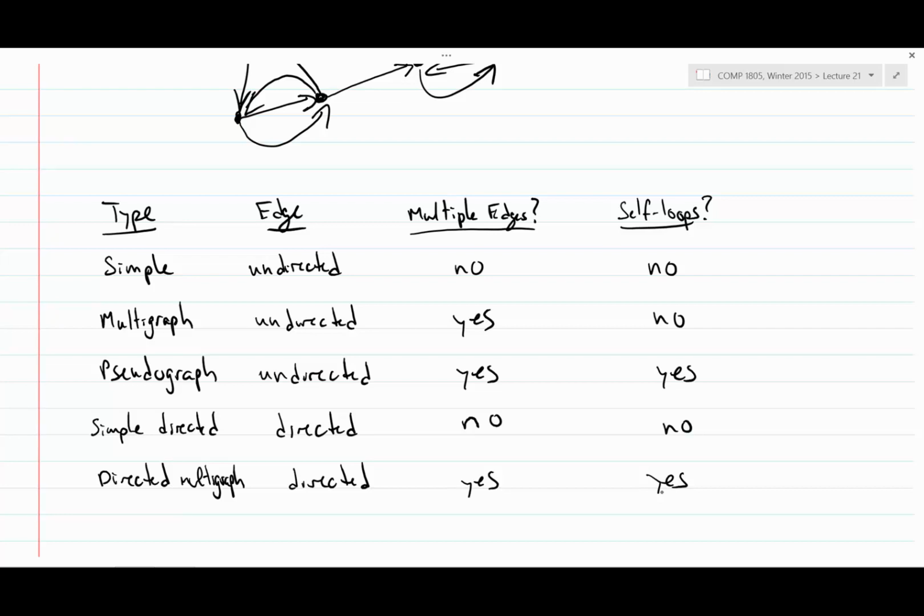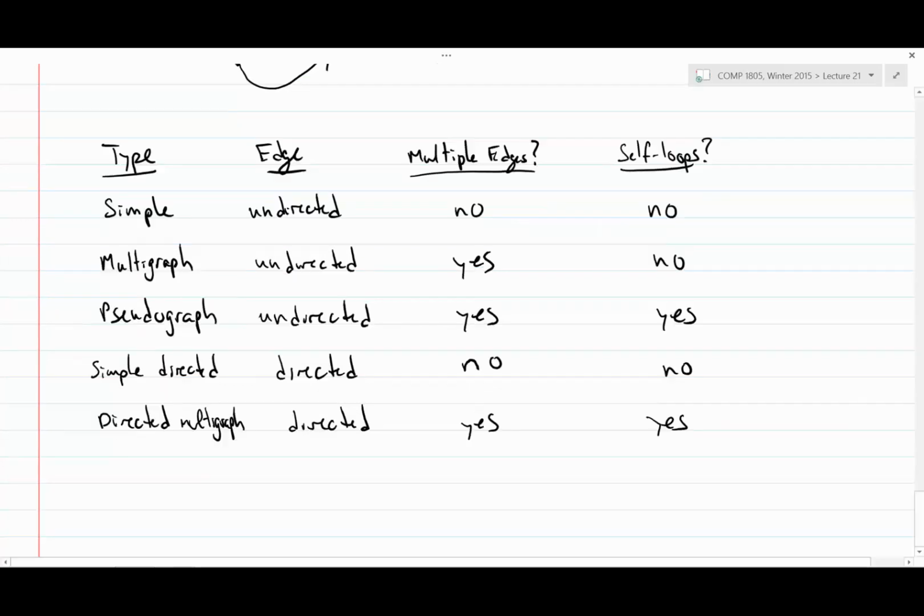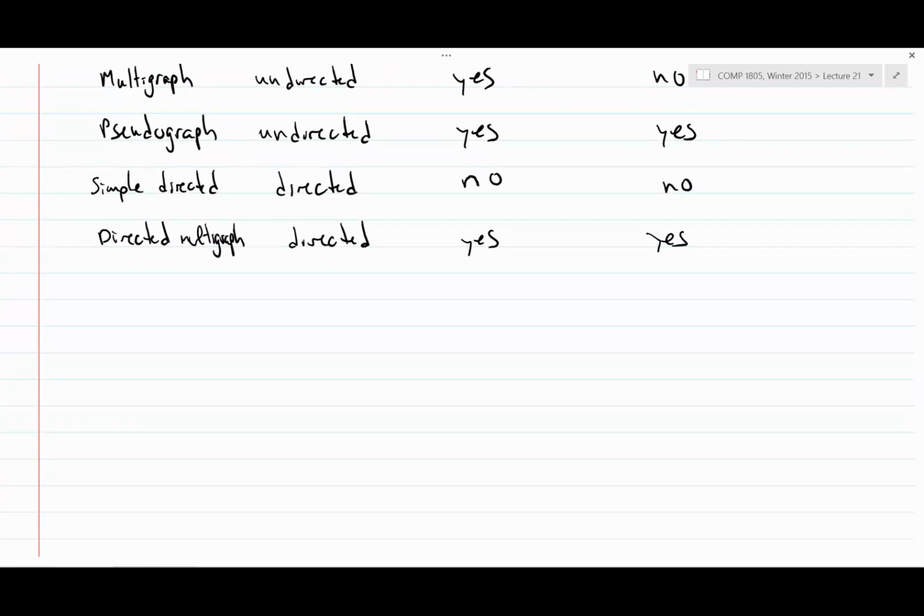So it's important to be comfortable with these names. If you see multi, that refers to multiplicity. If you see pseudo, that refers to self-loops. And you just make the distinction on whether it's directed or undirected. So usually the names of these things are fairly descriptive once you're used to working with them. So there's lots of different graphs.